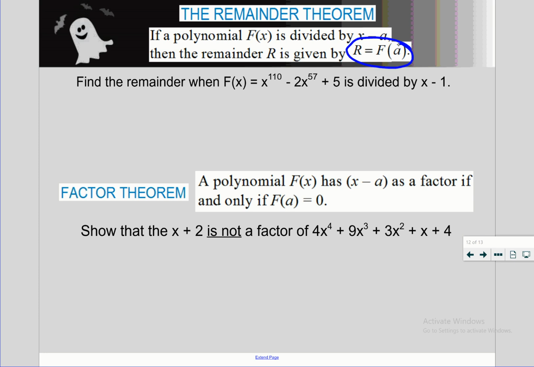And a is the number that you guys were putting in the box for synthetic division, okay? So it's after we set the factor equal to 0 and the number that goes in the box, if we take that and just plug it in, it will give us the remainder, okay? We don't have to do the whole division.